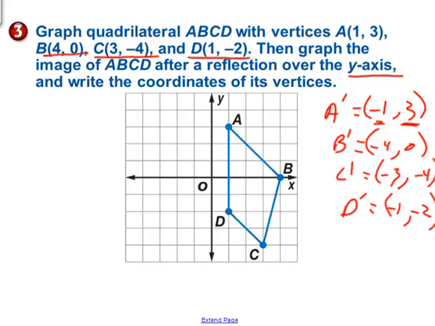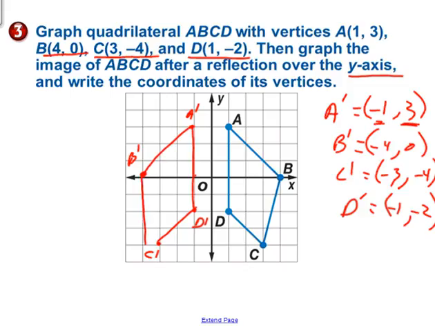All right, so let's graph this one. Let's start with A prime, negative 1, 3. So negative 1, 1, 2, 3. A prime. B prime is negative 4, 0. C prime becomes negative 3, negative 4. That's C prime. D prime becomes negative 1, negative 2. So if I connect these, I should have a symmetrical drawing to the original one.